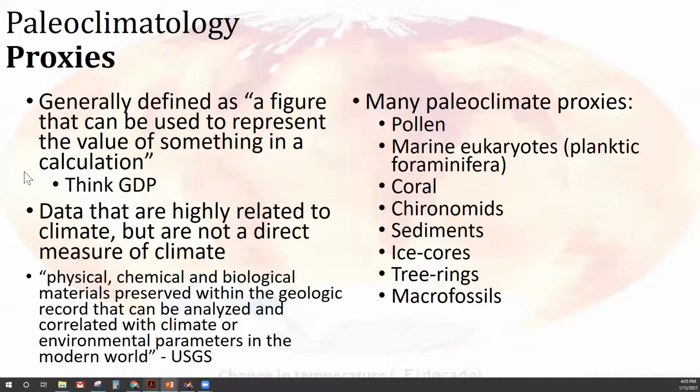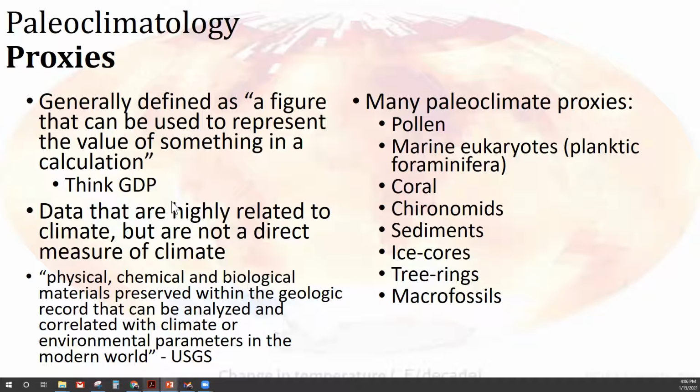Okay, so when we're talking about paleoclimatology, it's really important to establish proxies and understand what proxies are and how they're used. So I've got a couple different definitions here. Generally, a proxy is a figure that can be used to represent the value of something in a calculation. And I like to think of gross domestic product, right? That's a single figure that can be used to represent something relatively complex, really. It's a synthesis of all kinds of other data, and in itself may not mean very much in specific contexts, but it's a nice relative number.